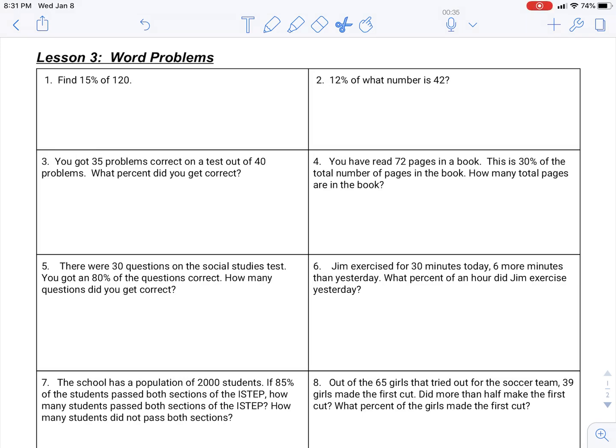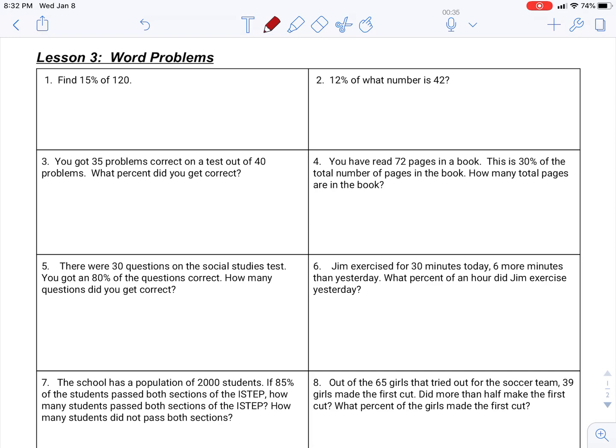Okay, so today we are going to talk about proportional word problems. We're going to do a little bit of review, and then we're going to add in some common word problems that we could set up with a proportion. All right, so a little bit of review.